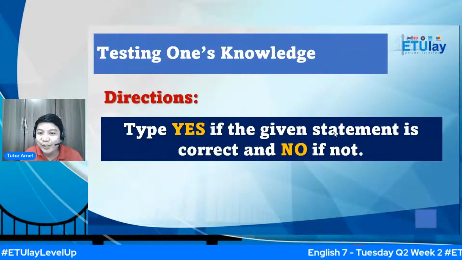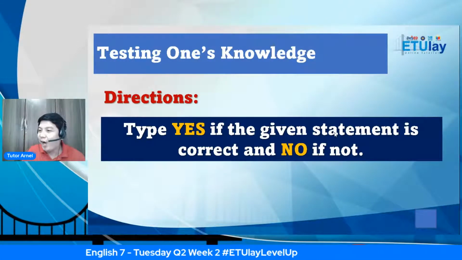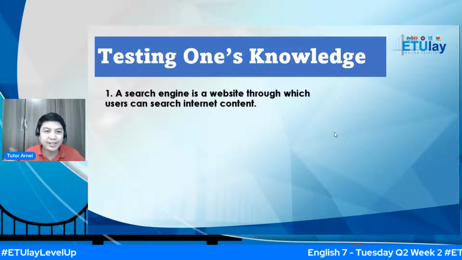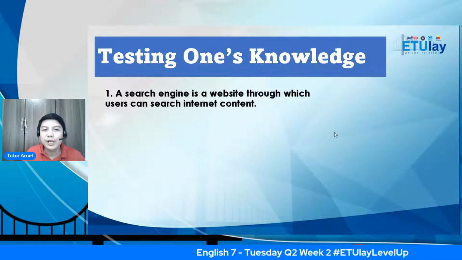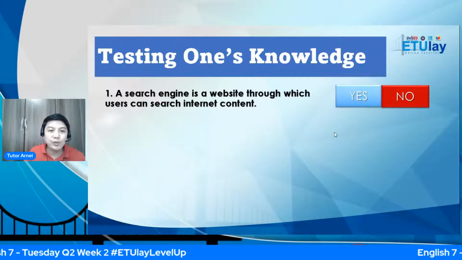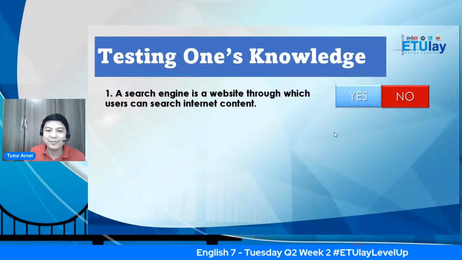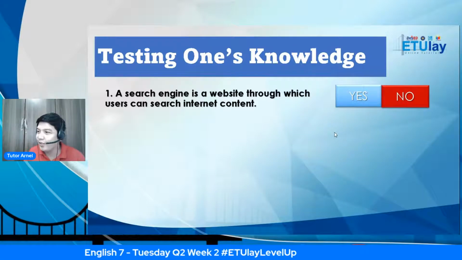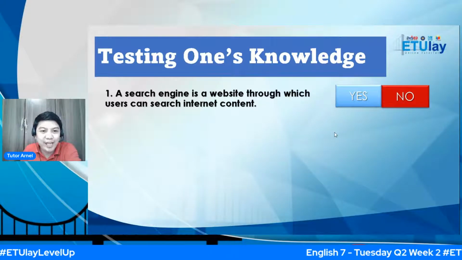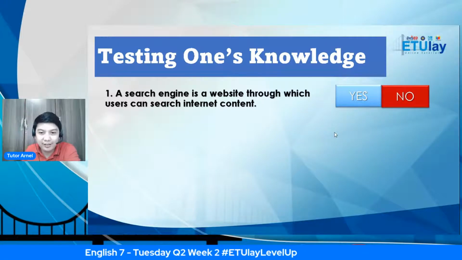All right, so thank you, Lawrence, for typing in the words or the ideas that we discussed. Very good, Lawrence. Okay. All right, so let's check it out. Let's have number one. All right, it says here, search engine is a website through which users can search internet content. If that is correct, you type in yes, and if it's not, you type in no. Okay, so I'm waiting for your answers, my dear students. Is it a yes or no? Search engine is a website through which users can search internet content.